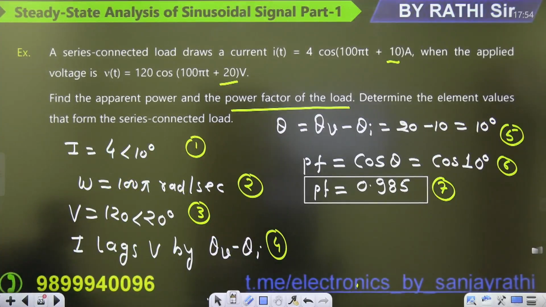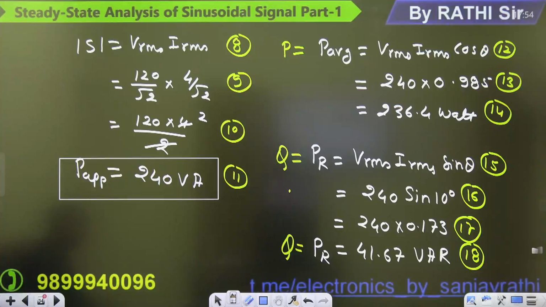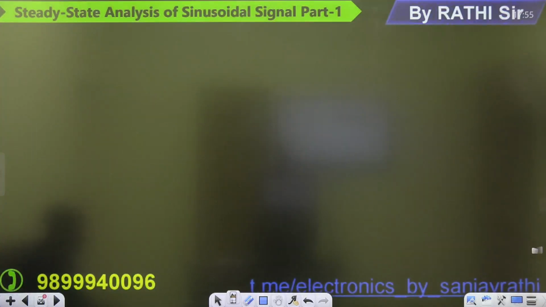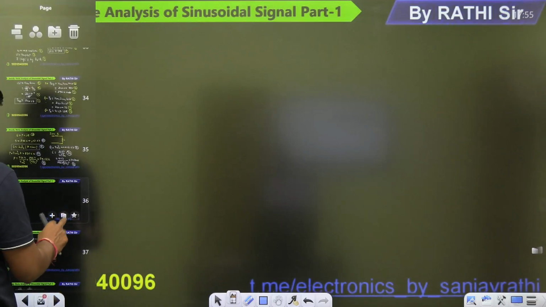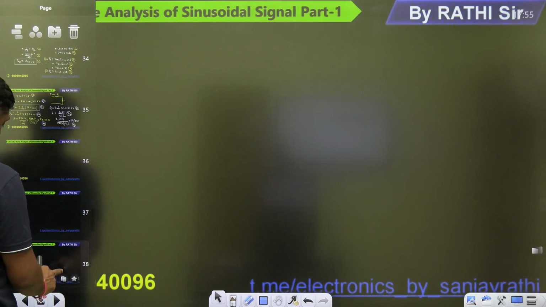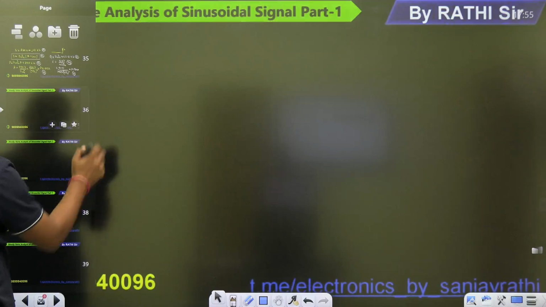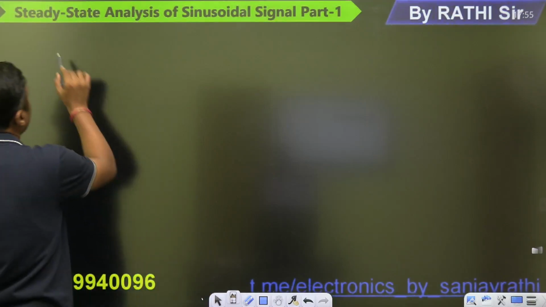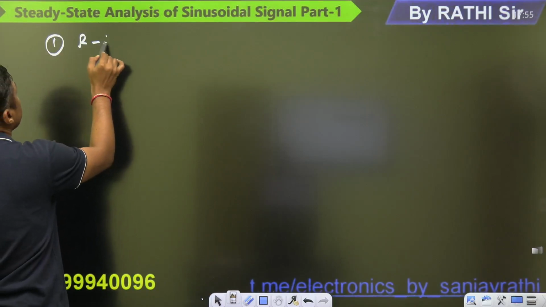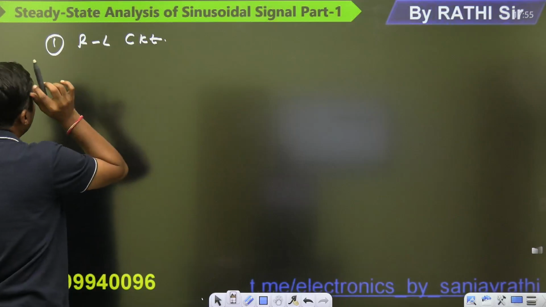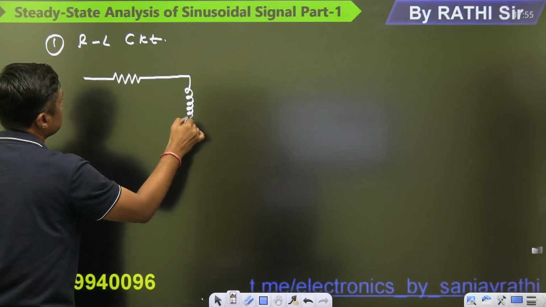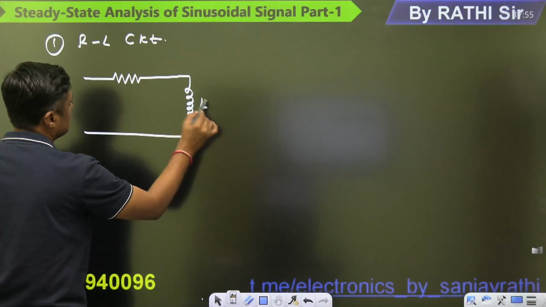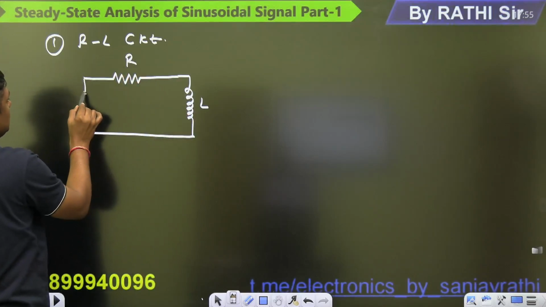Otherwise, concept is okay. Now I will give you the idea about the phasor diagram of inductive circuit and capacitive circuit, so that we can solve more questions, for example, RC circuit. First we will deal with RL circuit. RL circuit means in a particular circuit we have R and we have inductor, and let this be the voltage.